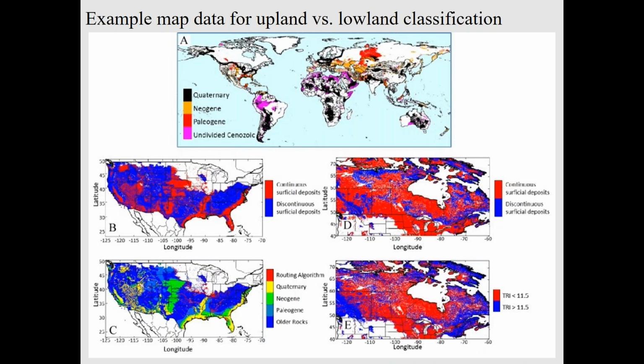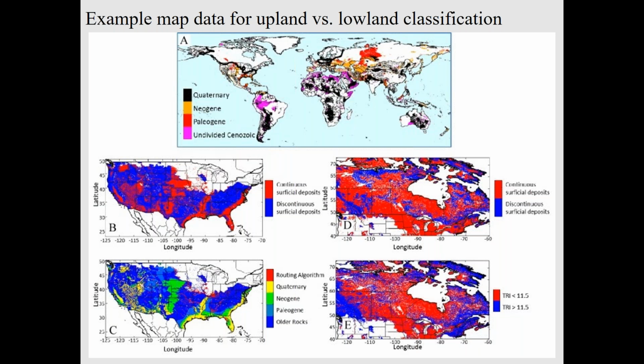So just to give you a sense of some of the geologic data that are being brought to bear here, basically when we're doing upland versus lowlands, we're really trying to map where there is bedrock within a few tens of meters from the surface around the globe. And so we need geologic map data to do that, and those data are not perfect, of course.